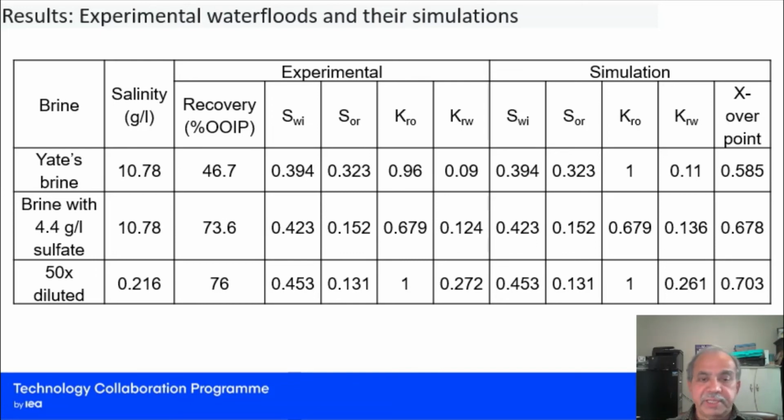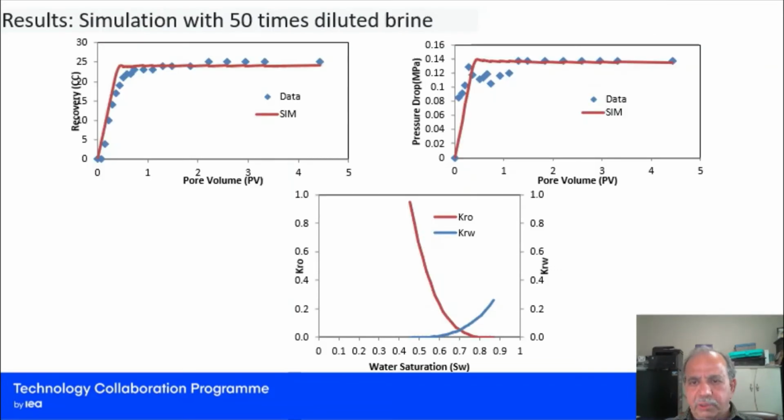So these two, the 50 times dilution of H brine, seem to be very close to what a brine with 4.4 gram per liter sulfate can do in many cases. And these are the saturations and endpoint relative permeabilities. And here are the simulation results. We kept all the endpoints the same to get the relative permeabilities through a core flood simulator that we used.